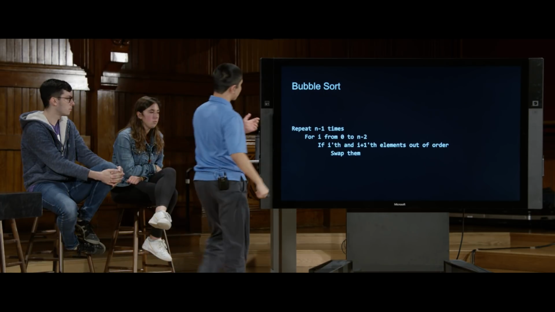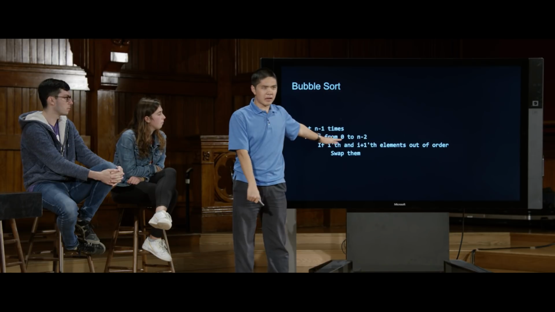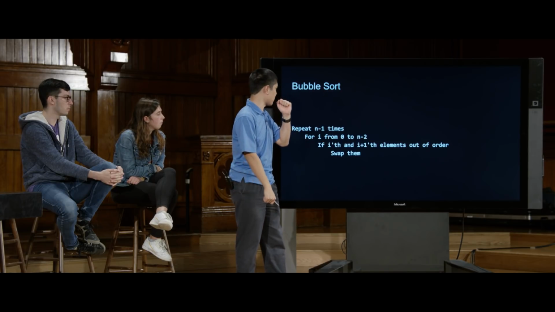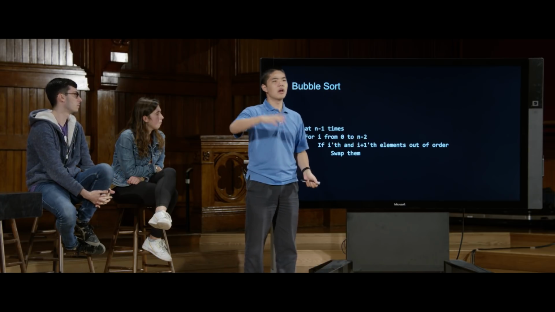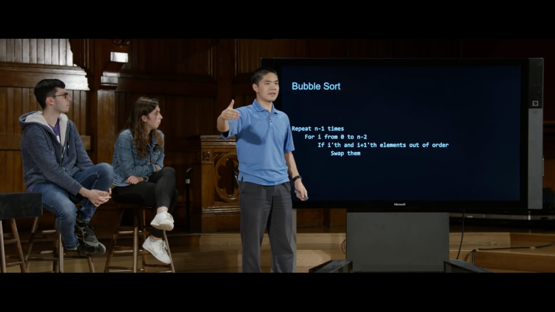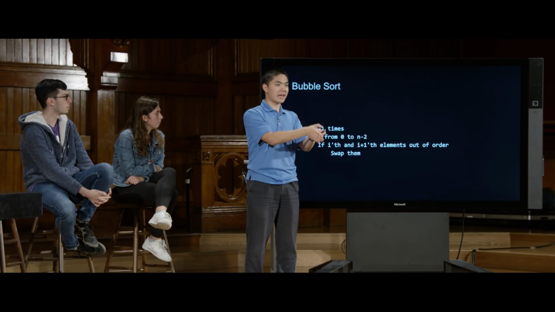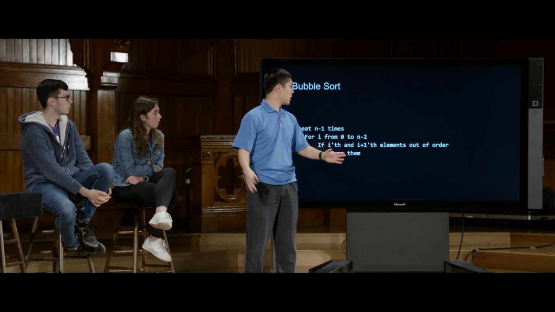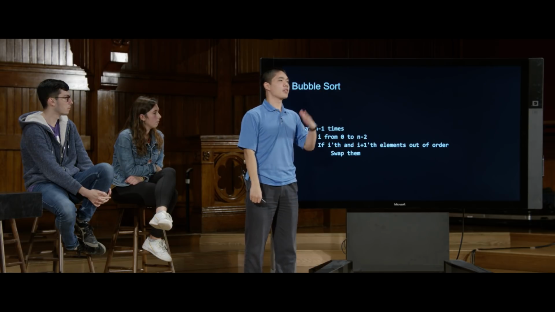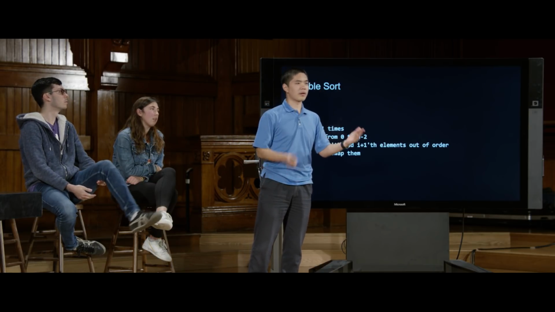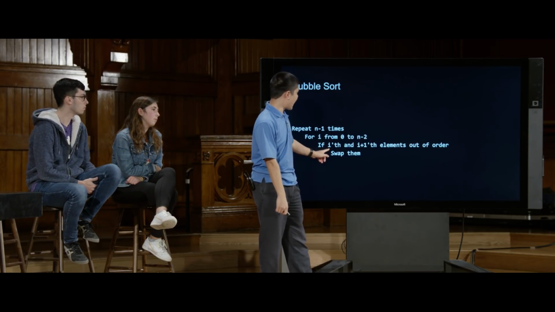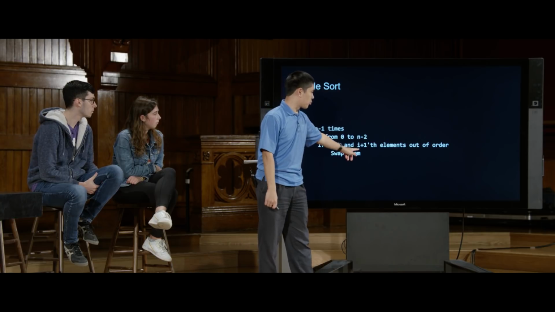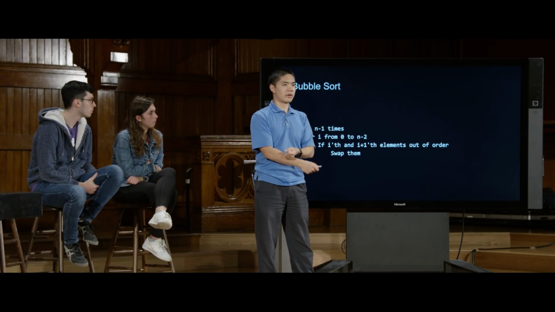So the algorithm is, we're going to repeat this n-1 times. We'll come back to why n-1 in just a moment. But we're going to repeat this from 0 to n-2, so from the very first element in the array up until the second to last element in the array. Recall that if we have an array that has n elements, the first element is element 0. The last element is n-1. A little bit tricky because you have to start counting at 0. But for each element i, we're going to look at element i and i plus 1. And if they're out of order, we're going to swap them.